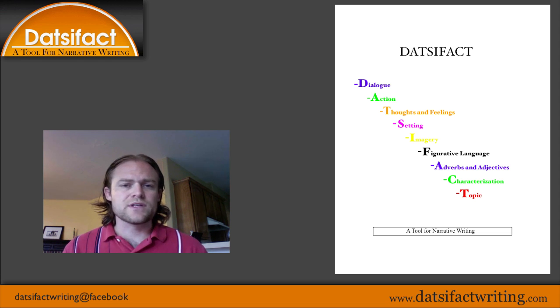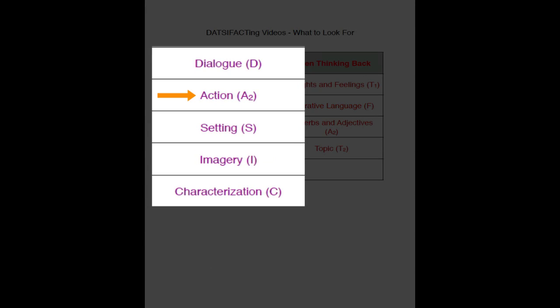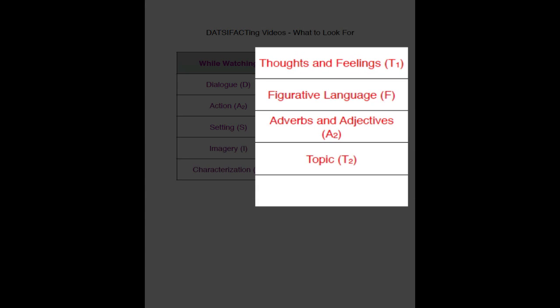Now if we want to look at this worksheet right here, there are certain elements that you look for as you watch a video, and those are dialogue, action, setting, imagery, and characterization. And then the other elements you don't look for because you can reflect upon the story and you can get those. The thoughts and feelings, the figurative language, the adverbs and adjectives, and the topic.